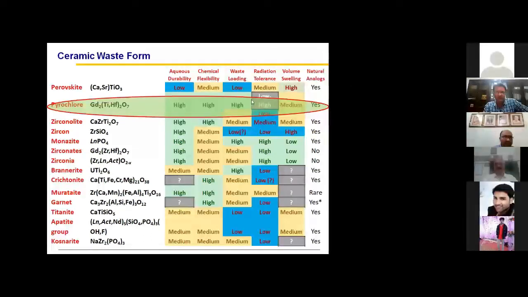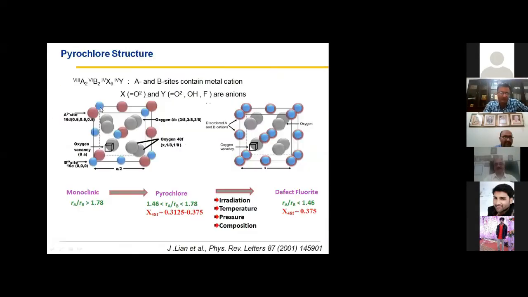But another important thing in this case is that the radiation tolerance will depend upon what type of cation we are selecting here. So that's why we have tuned this and then designed it. So what is this pyrochlore structure? Basically, the pyrochlore structure is an A2B2O7 type structure. Here A can be a lanthanide or actinide, and B will be a transition metal. And then these pyrochlores have two types of structure, if the ionic radii of A and B are of the same order of magnitude.